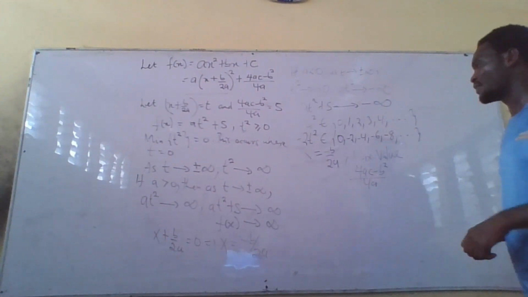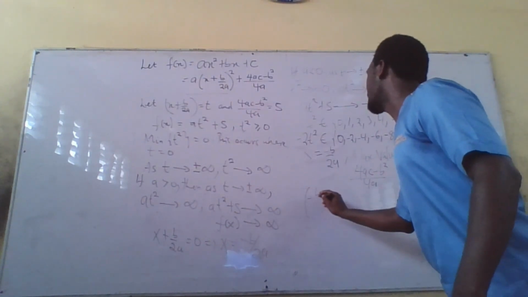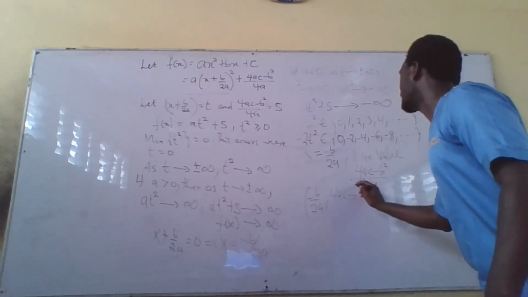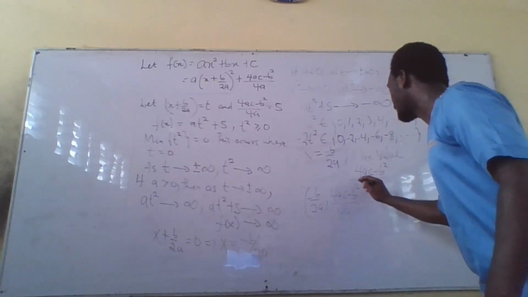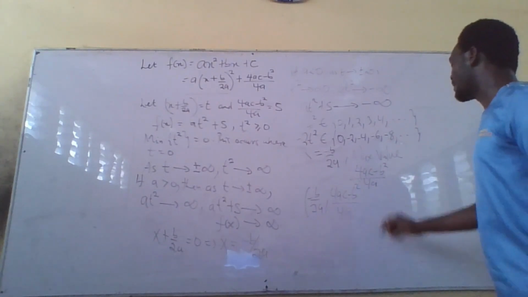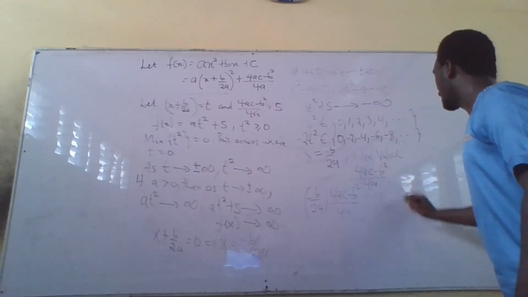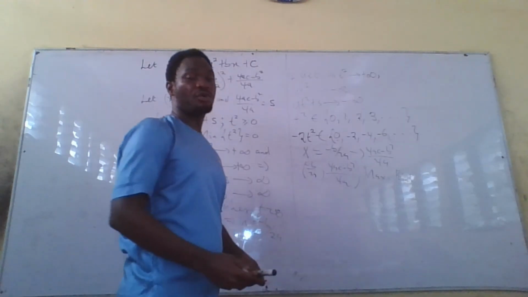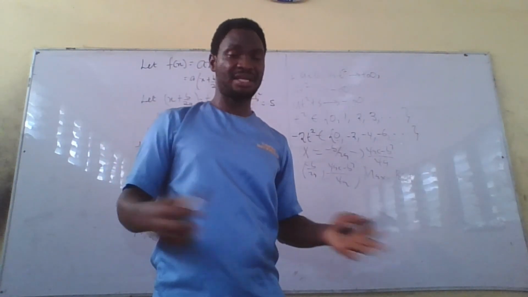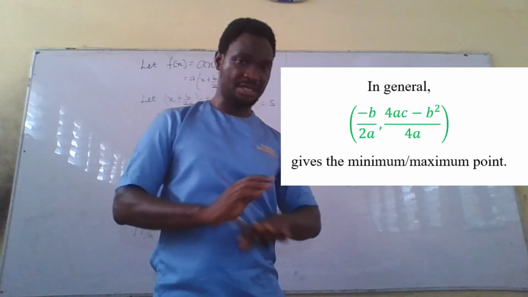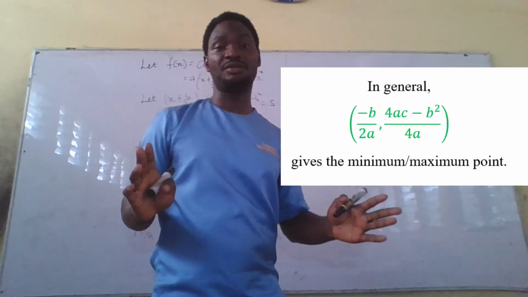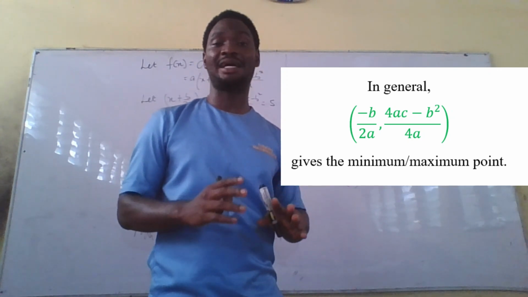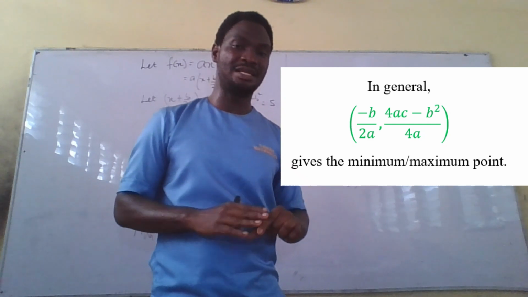So in this case again, the pair minus b on 2a, 4ac minus b squared, all on 4a, is the maximum point. So the formula for the minimum or maximum point of a quadratic function is the same. The formula does not tell you that it is a minimum or maximum point. You have to decide that based upon the sign of the leading coefficient.